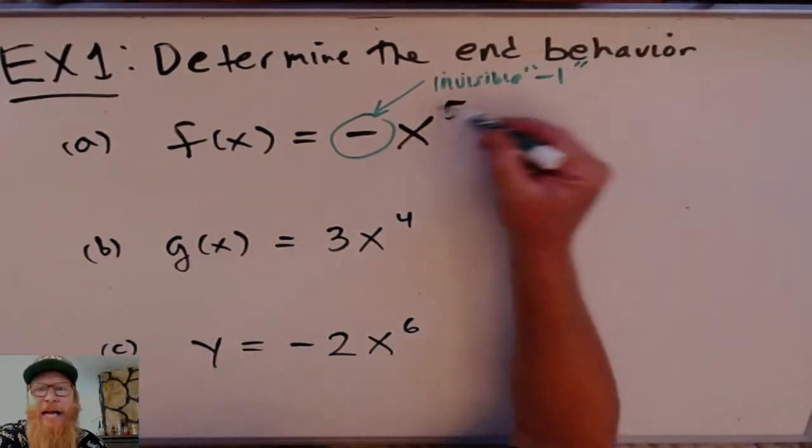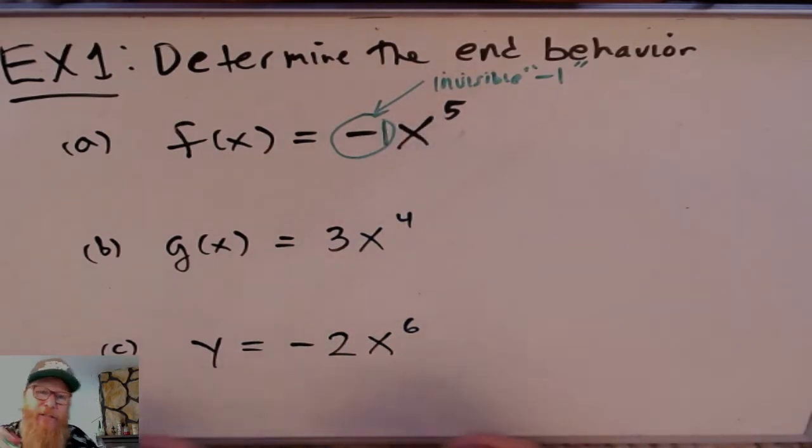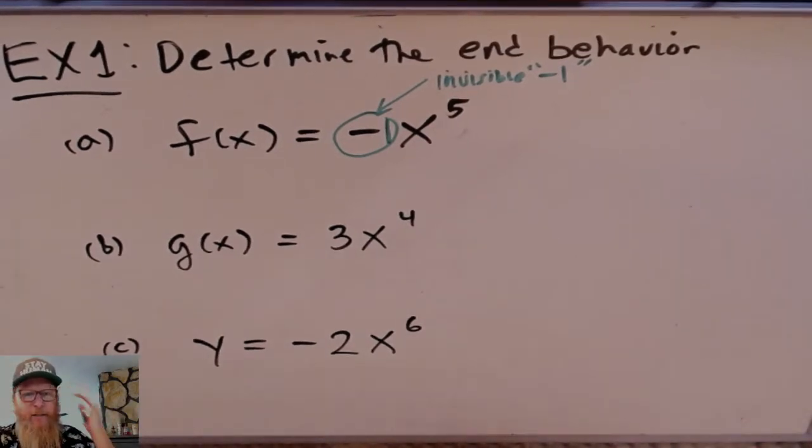So there's a -1 right here. Some people actually like to put it just so that it's not invisible. If you're like that, you like to see every element of the function, then by all means, write it.